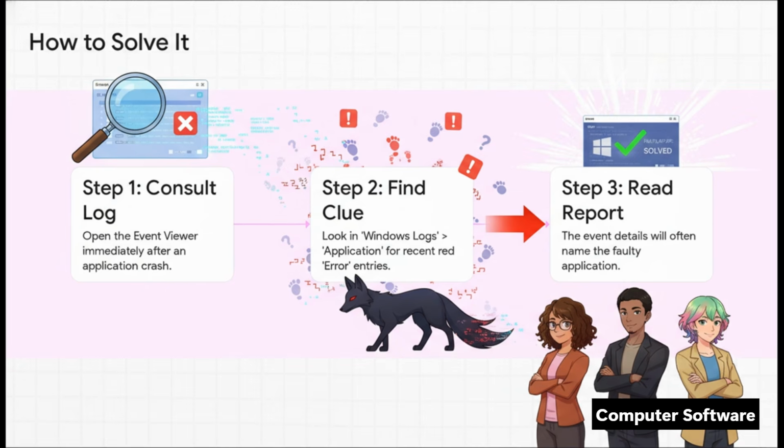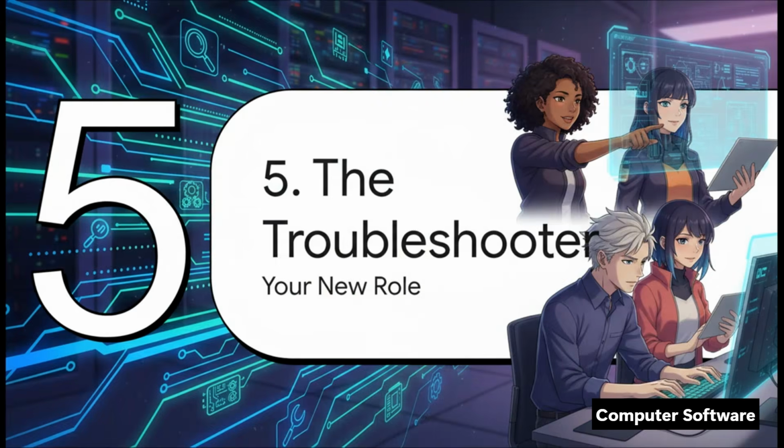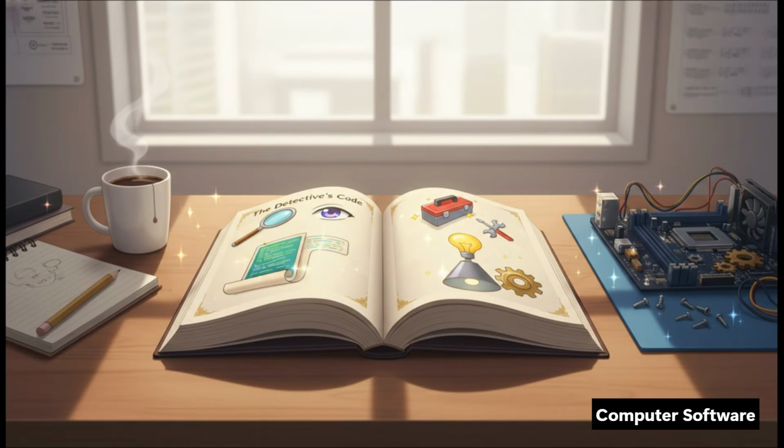By looking in the application log for any recent red error icons, we can almost always find a detailed report. It'll often name the exact program that failed, and sometimes even the specific faulty part, giving you that critical clue you need long after the culprit has fled the scene. So after solving just a couple of these cases, you can probably see how this totally changes your relationship with your computer. You've learned to analyze the scene, to use your tools. You're not a passive user anymore. You are the troubleshooter.